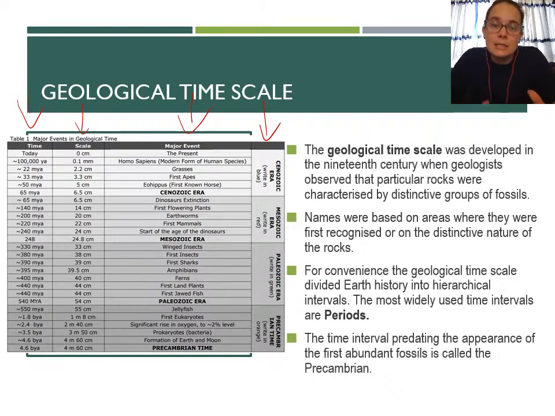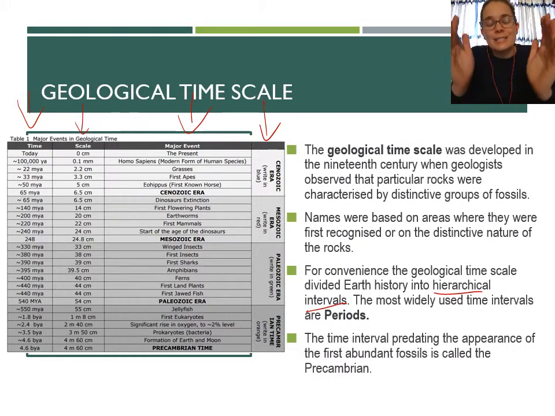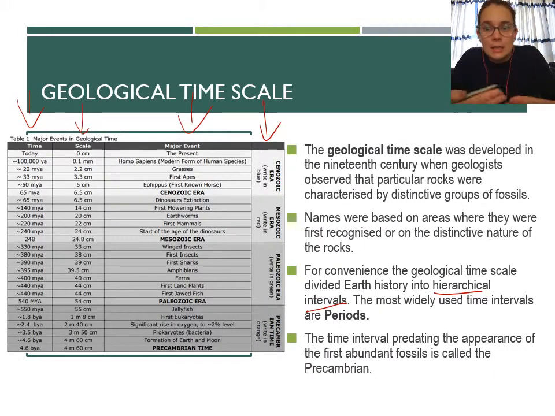For convenience's sake, this is where we look at breaking the time scale into periods and eras. So it's a hierarchical interval. We're looking at breaking things down so that we can group similar occurrences together and see what happened in different places based on what was occurring.